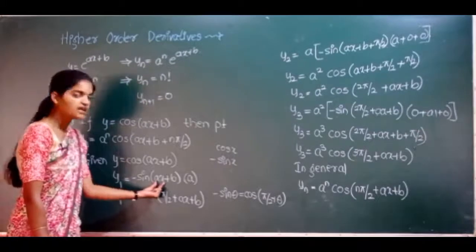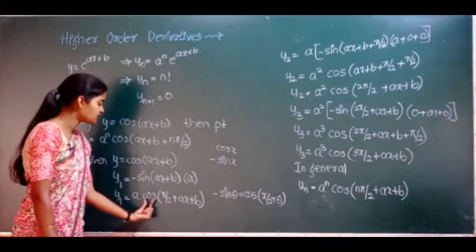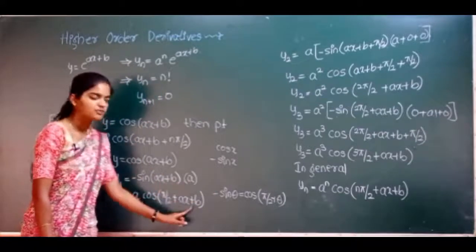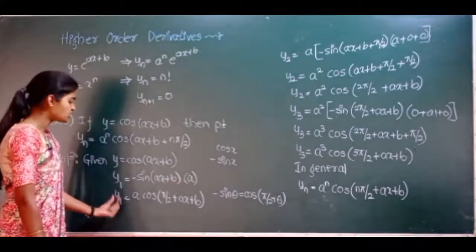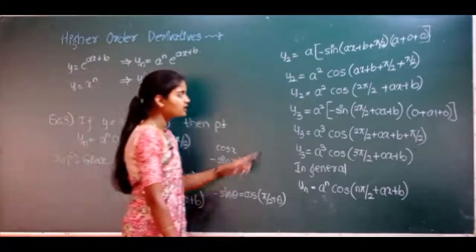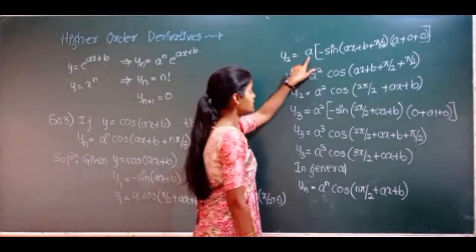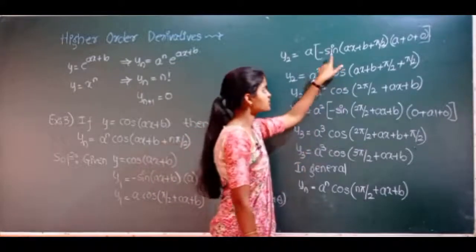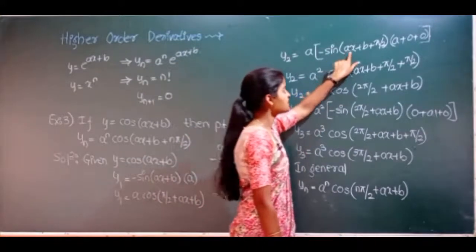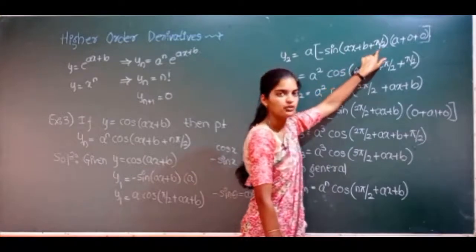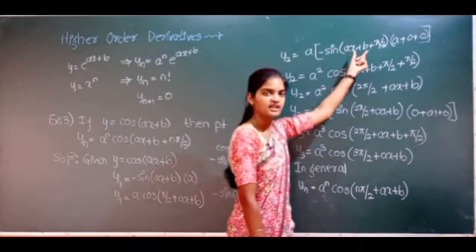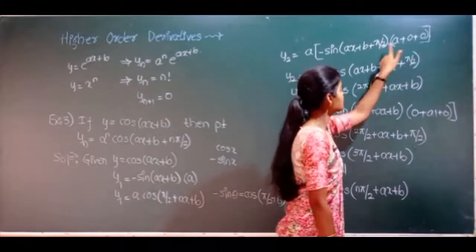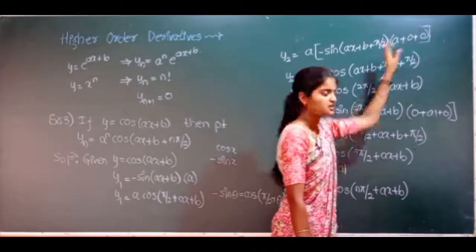Therefore, in place of theta, ax plus b, it becomes cos of pi by 2 plus the angle ax plus b, that I have written. So this is y1. Coming to y2, here a is there, then we have to differentiate y1. Again, cos differentiation is minus sin, with the angle ax plus b plus pi by 2. If we differentiate the angle again, what remains is a into 1, b differentiation is 0, and pi by 2 differentiation is 0.